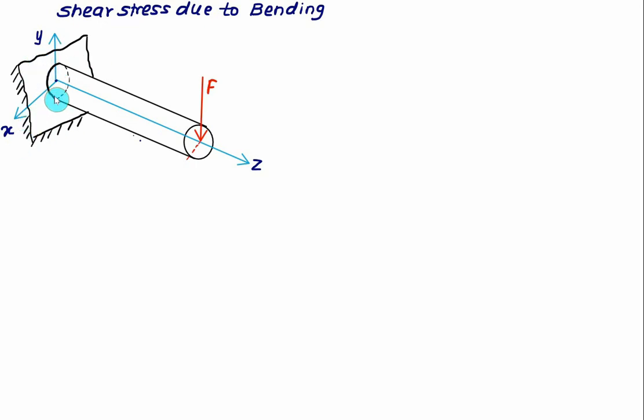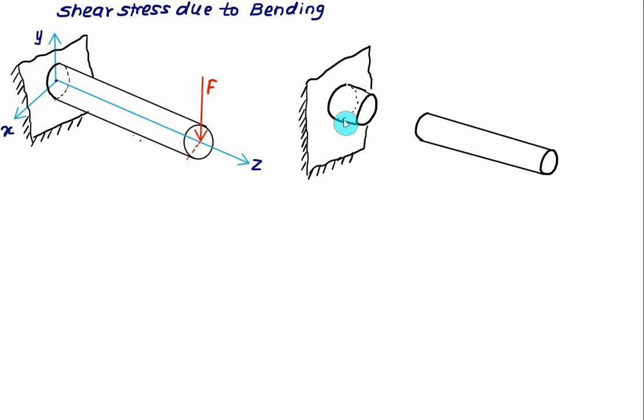So we'll consider here one cross section at the fixed end, and we'll show the reaction of the force. Due to this force, there is bending taking place above the x-axis. Now let's consider that this section is at point A, which is at the fixed end. So I have to slightly show the thickness here, and we are interested in this area. What will be the stress acting due to the force F?